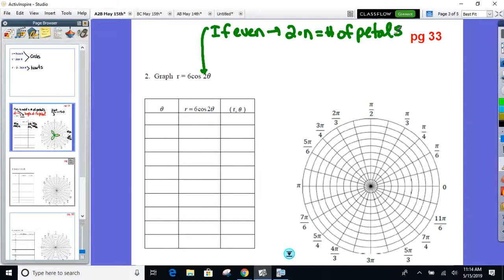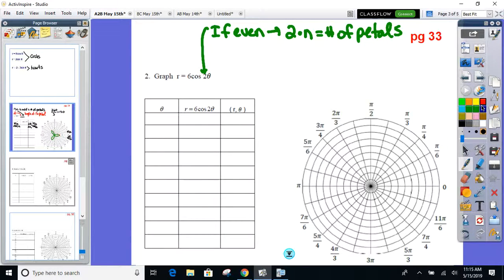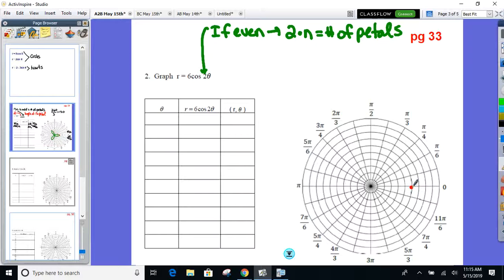So how many petals are we going to have in this graph? 4 petals. And that goes for any cosine or sine graph. If it's odd, that's the number of petals we have. If it's even, it's 2 times that. Where's the first one always on a cosine curve? At 0. But now how far out is it going to go? Out to 6. Everyone see how this is going? Nice. It's nice. Until we get to sine. 1, 2, 3, 4, 5, 6.